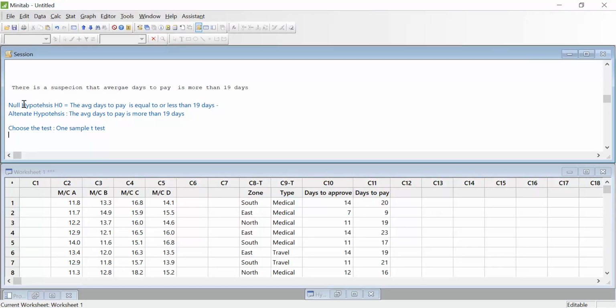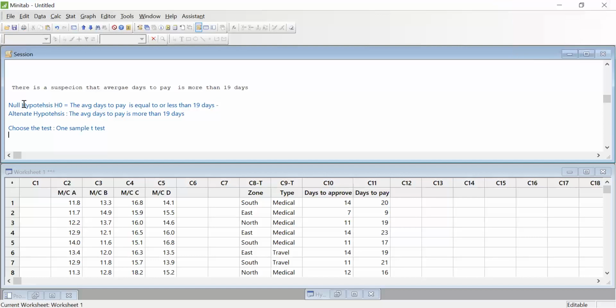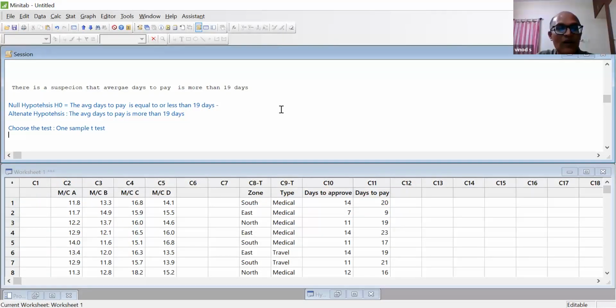Somebody asked how to do it, whether it is T test or Z test. T test. I have not started yet; I am going to show you. Until the p-value comes, we have not concluded anything. I am just telling you the background behind the one sample T test. We will do it now.